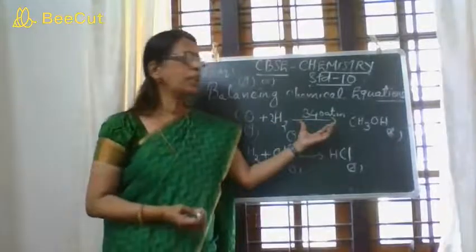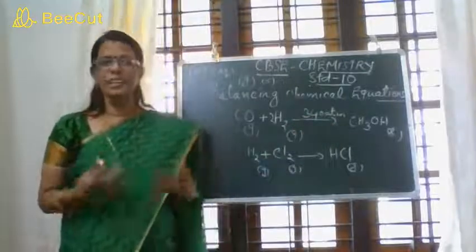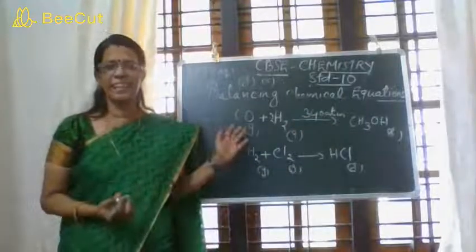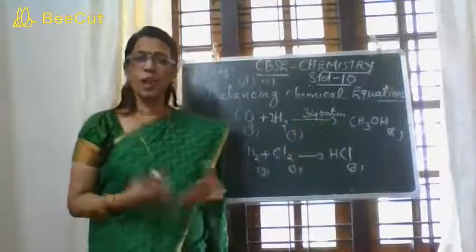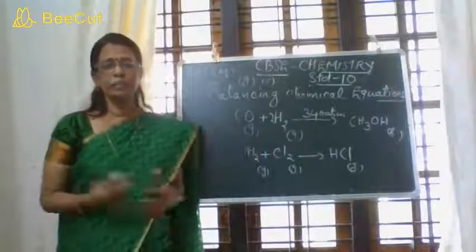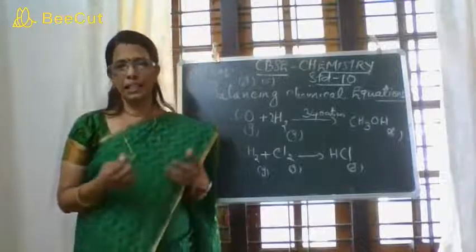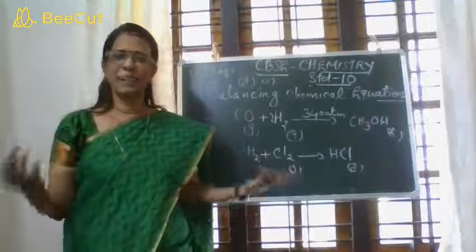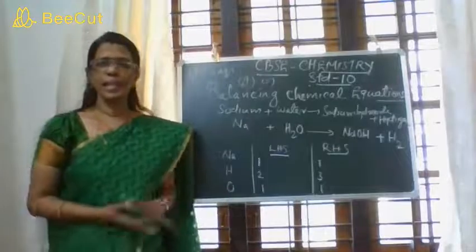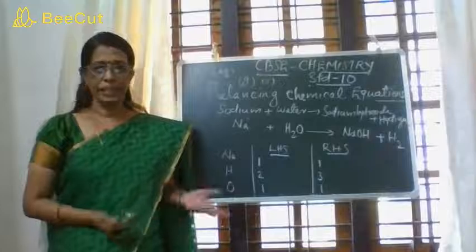And above the arrow, it is written 340 atmosphere. That shows the pressure condition for this reaction to take place is 340 atmosphere. So we are getting a lot of information from a chemical equation. That is why it is said that a chemical equation always represents a chemical reaction. Questions can be asked for the public exam or in your term exams.